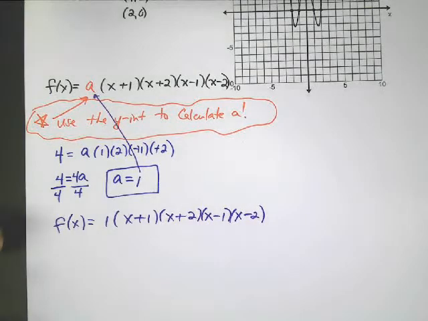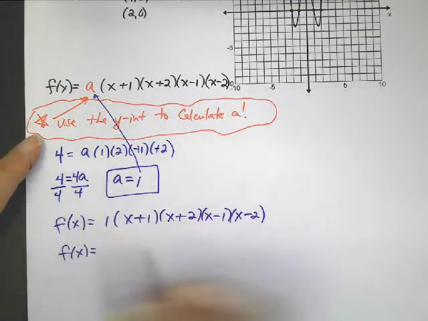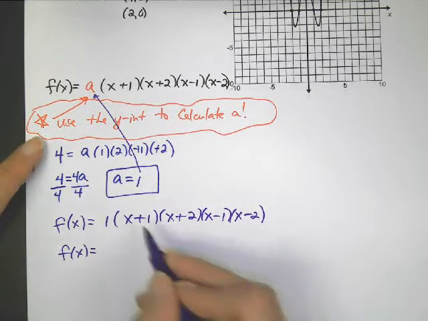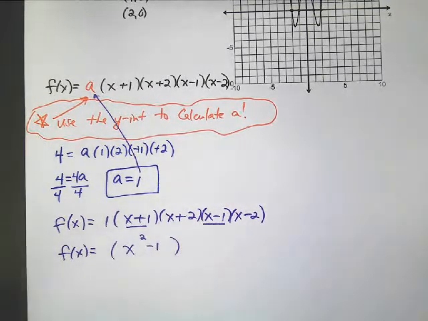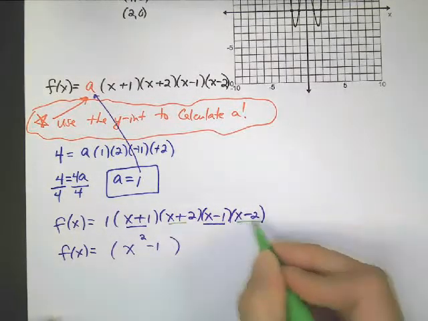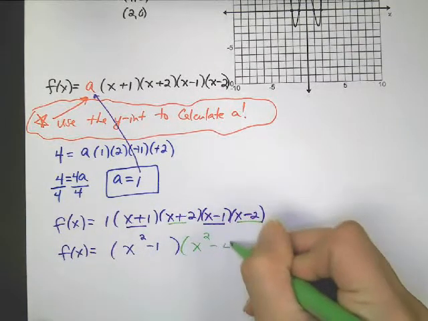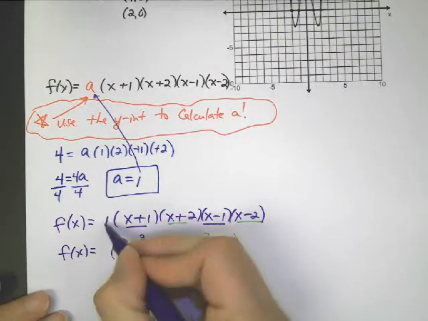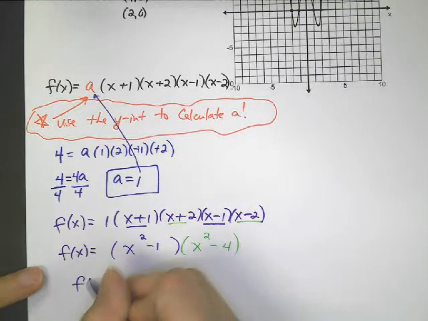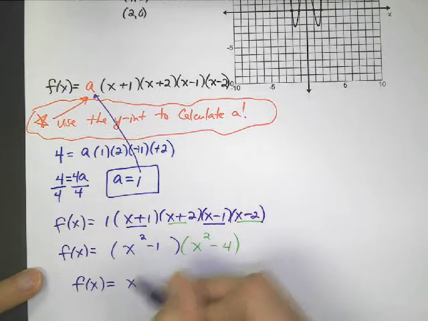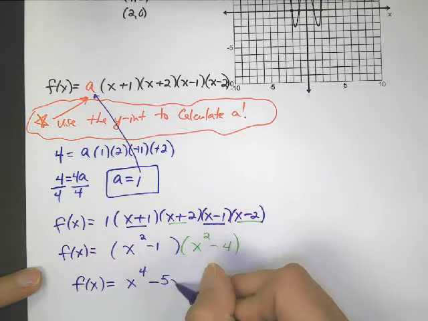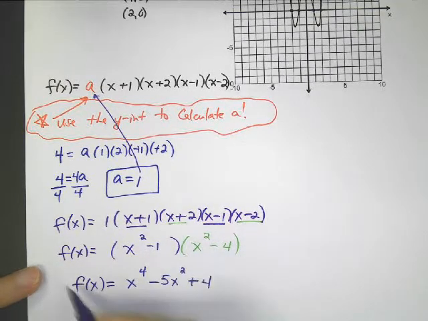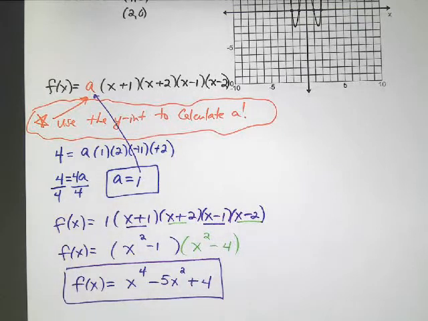Multiply them together. And to do this nicely, why don't we find factors that multiply easily? For example, (x + 1)(x - 1) is a difference of squares: x squared minus 1. Let's take a look at (x + 2)(x - 2): x squared minus 4. We're getting there. Since a is 1, we don't really need to write that anymore. So the final answer is going to be x to the 4th, outers and inners, minus 5x squared plus 4. This is the equation of the polynomial graph that we saw in the beginning.